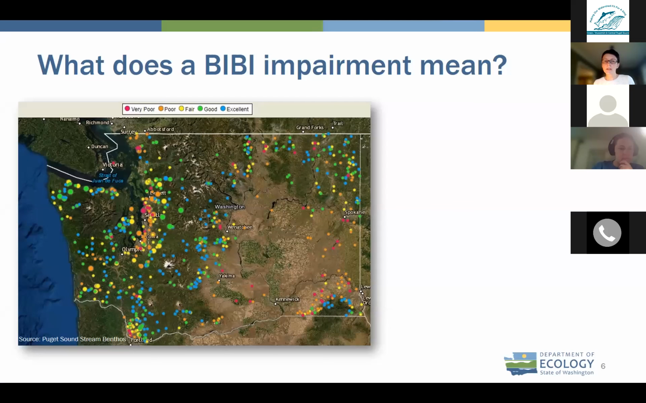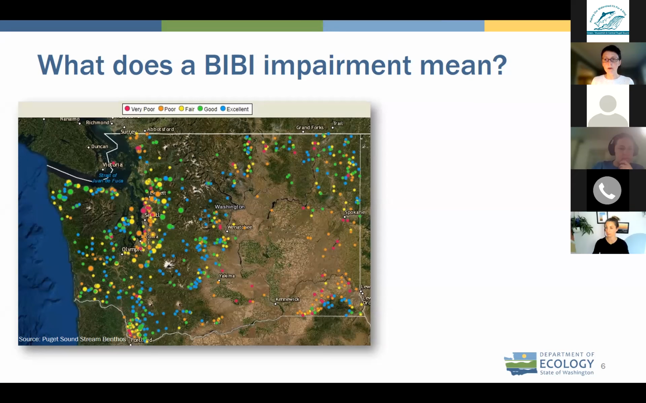BIBI is monitored across the state, as you can see from this map that I got from the Puget Sound stream benthos. And monitoring, in general, is focused on certain types of invertebrates. So not all invertebrates are equal. The invertebrates that monitoring usually focuses on are taxa like mayflies, caddisflies, stoneflies, but also some snails, clams, and others.